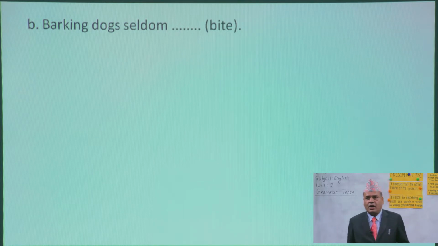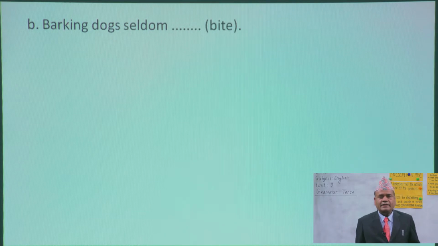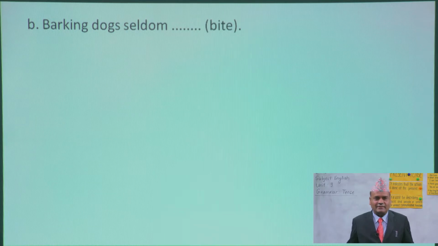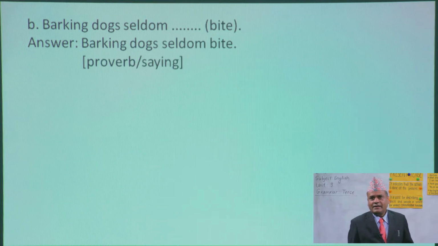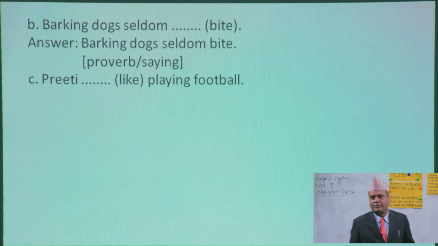Here, barking dogs seldom bite. It's given. Here, it is a saying. I think you have heard, right? Proverbs, sayings, barking dogs seldom bite. Okay? So, dogs means here plural subject, and such proverbs, sayings are used in simple present tense. All right? So, the answer is barking dogs seldom bite. No change in verb. The first form of the verb. Okay? Similarly, this is a proverb or saying. Now, let's move.